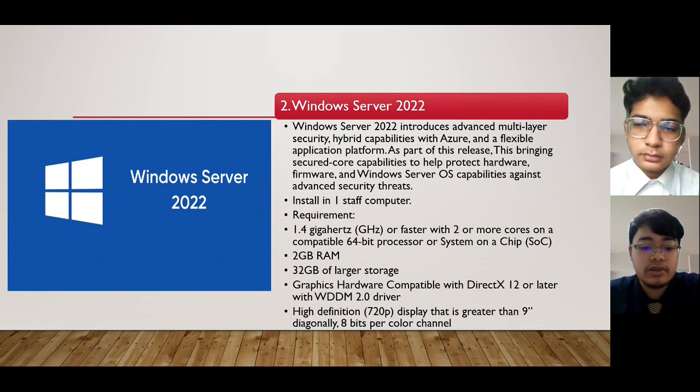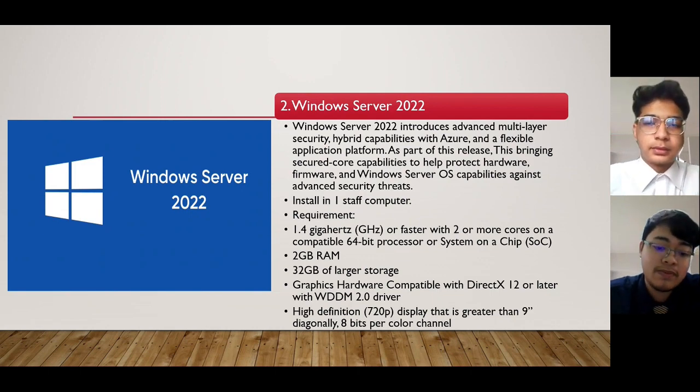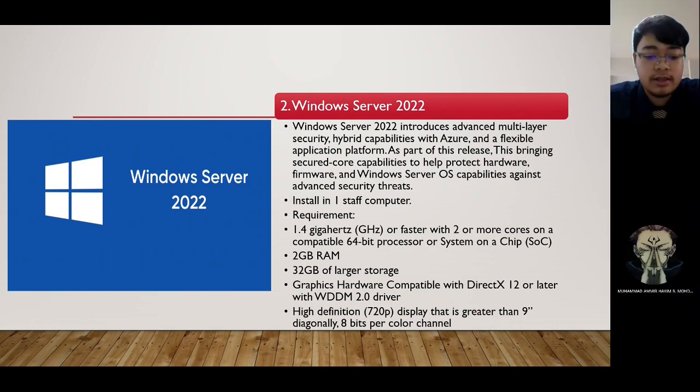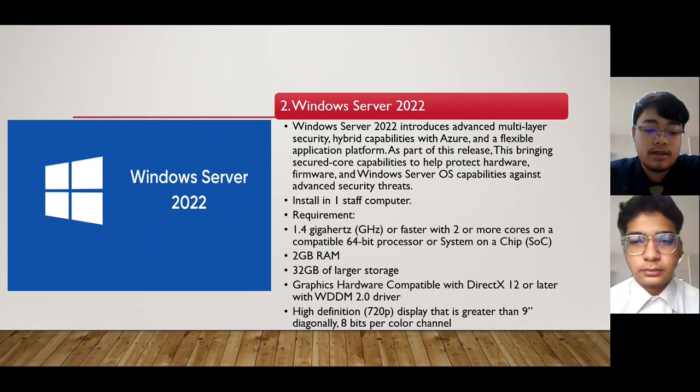For the requirement, the computer must have 1.4 GHz or faster with two or more cores on a compatible 64-bit processor or system on a chip. And it must have at least 2 GB RAM and 32 GB or larger storage. The graphic hardware is the same as Windows 11, and the high definition is also the same as Windows 11.